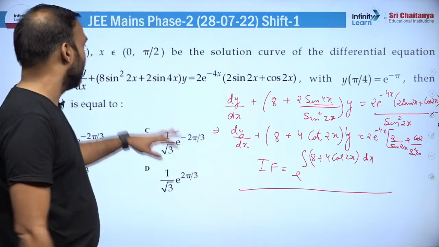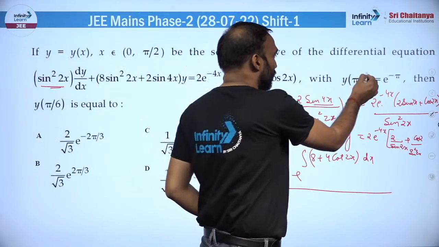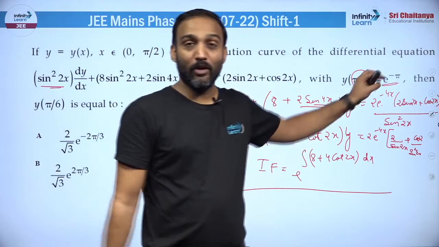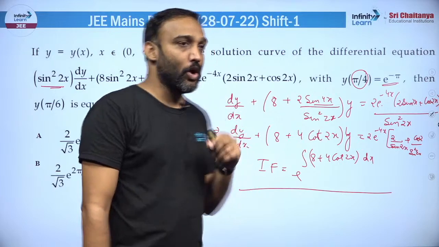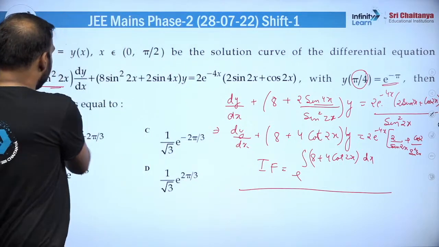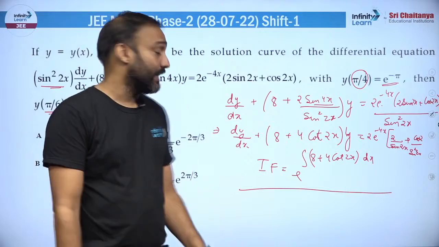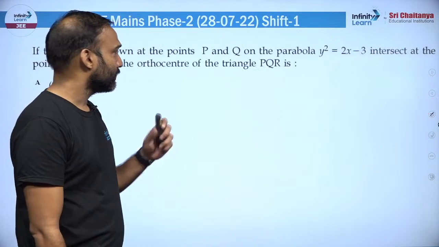Once we integrate it, we'll have the function, and over here I know when x is pi by 4, y is given as e raised to power minus pi. So with the help of this, we can find out the constant of integration. Once the constant of integration is known, then we'll find out the value at pi by 6. So we'll replace x by pi by 6 and we'll get the answer. Whichever is your answer, you can mark it.